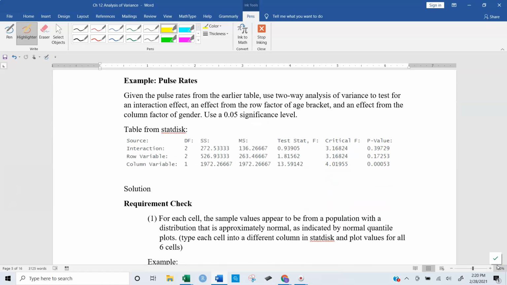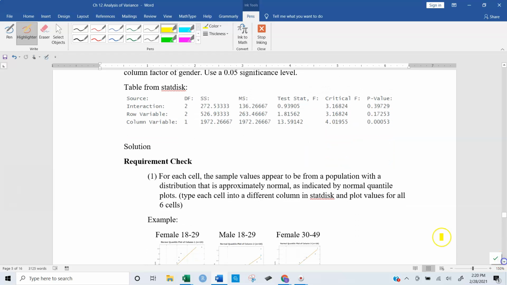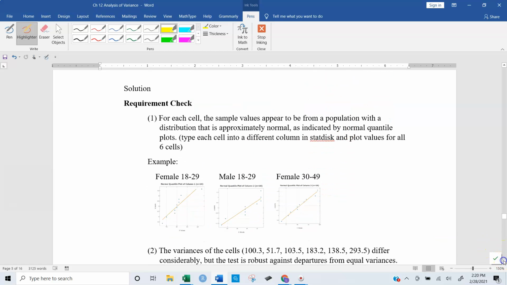Okay, here we are. Given the pulse rates, this is what we have. We're going to look at our test statistics. For each cell, the sample values appear to form a population with a distribution that is approximately normal. So when I type in my cells, and you have to do all 6 of them, I did female 18 to 29. It's a little off, but it is not terrible. Then we do 18 to 29, 30 to 49. That one's really good. And we do them all.